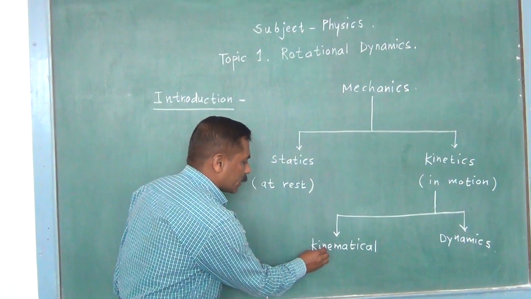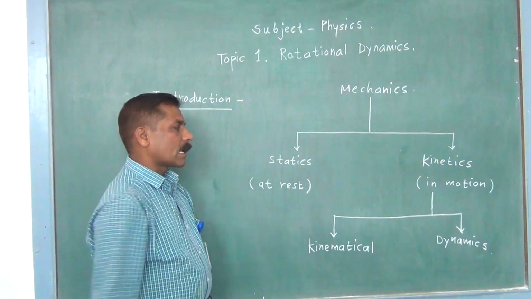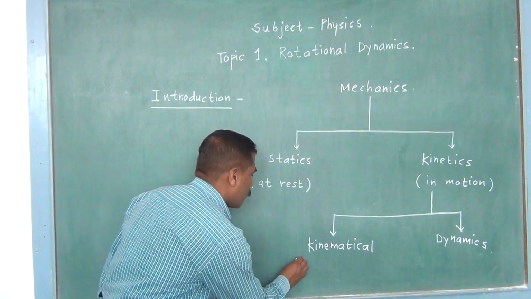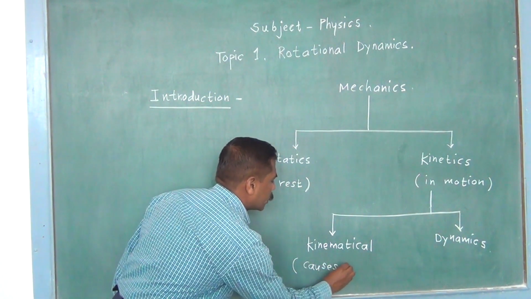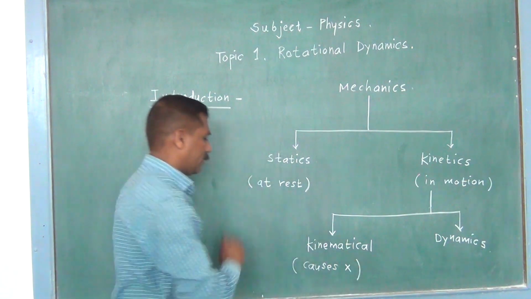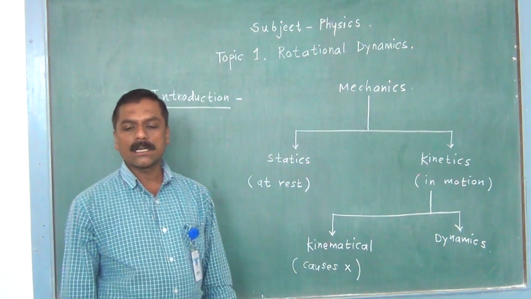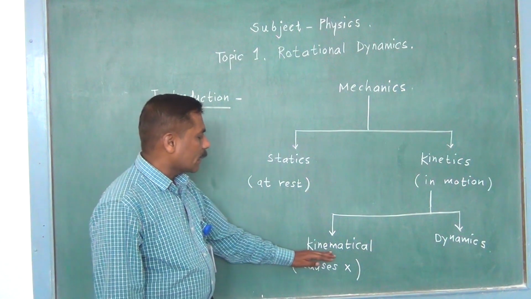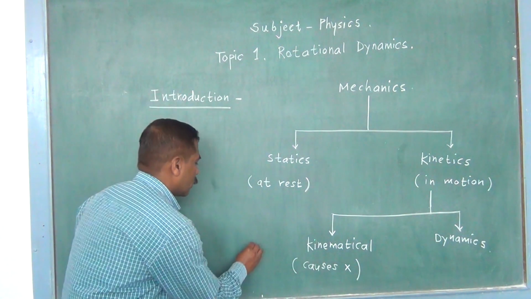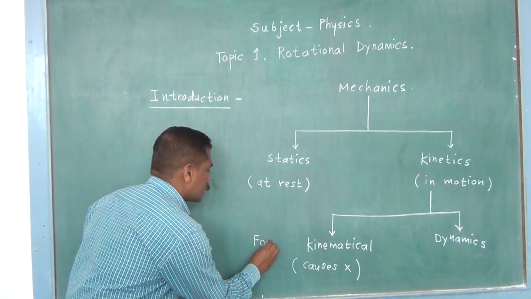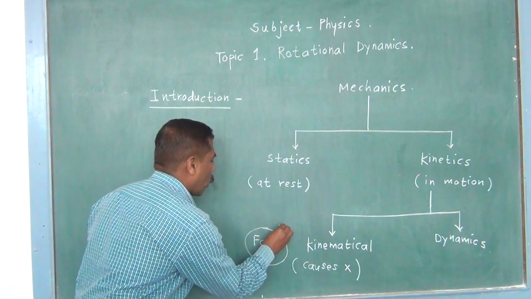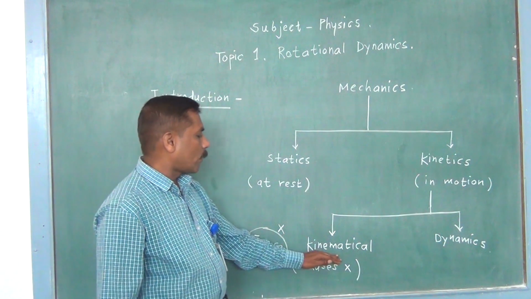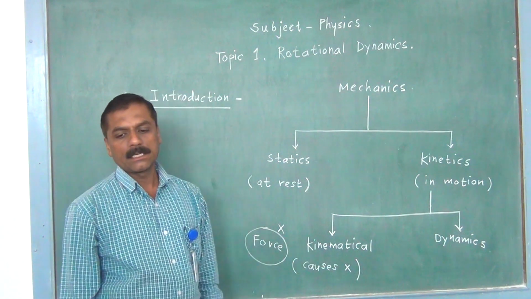That is, in this part the object is in motion, but we do not consider the causes behind that motion. Without considering the causes means in the kinematical branch we cannot use the force quantity. It is not observed in case of the kinematical one.